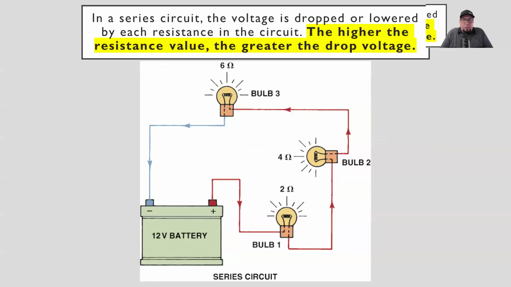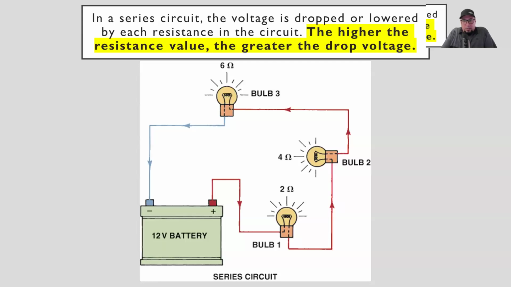Now, if we come here and we're looking at this circuit, we have a 12-volt battery, a 2-ohm resistor, then a 4-ohm resistor, and then a 6-ohm resistor. These are all wired in series, because if we follow the path from the power terminal of the battery, it goes out into bulb number 1, then bulb number 2, then bulb number 3, and then back to ground. There's no breakage in between any of the bulbs. It follows all the way through one path for electricity to flow.